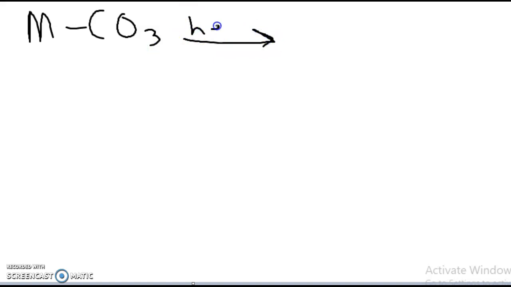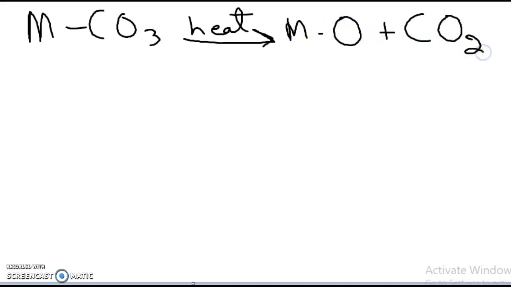Always remember, whenever a metal carbonate is heated, it will form two products, metal oxide and carbon dioxide. This is a common equation.